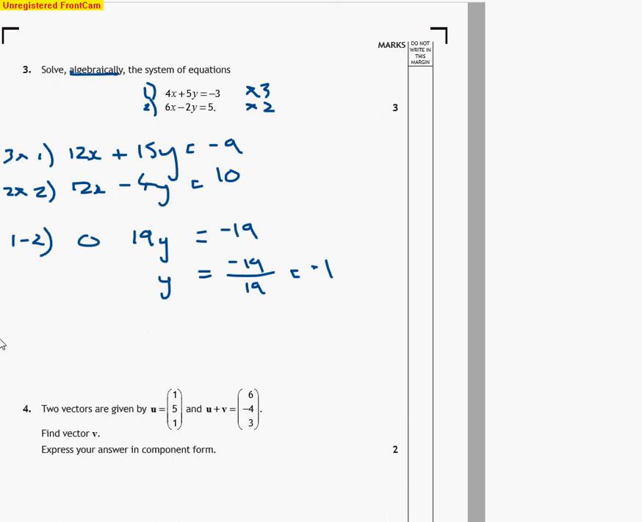Step 3 is very simple. We just put this minus 1 back in. So I'm going to pick equation 2. I've got 6x minus 2, and we know that y is minus 1, and that is equal to 5. So it gives me 6x plus 2, because I've got 2 times minus 1, so that's minus 2. Take it away and make it a plus, equals 5.